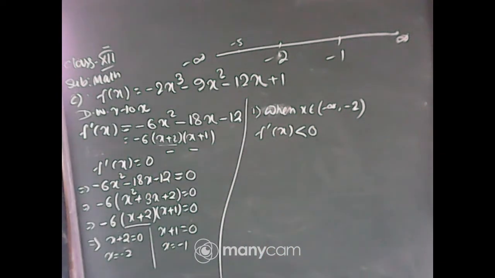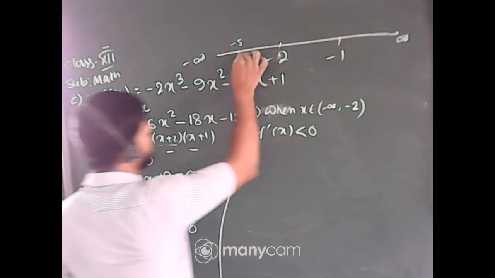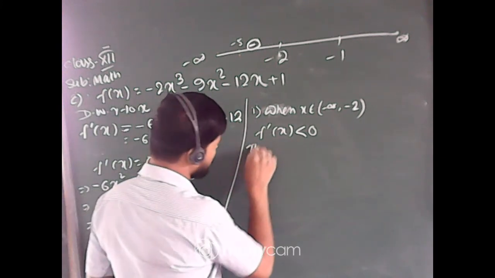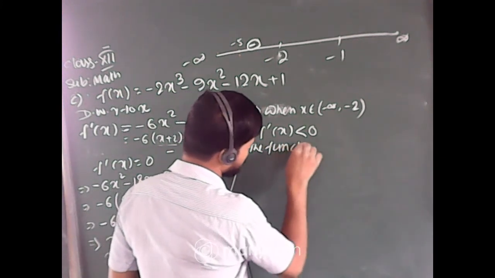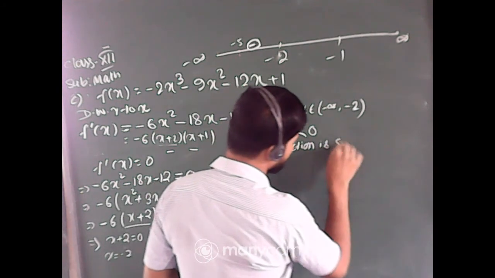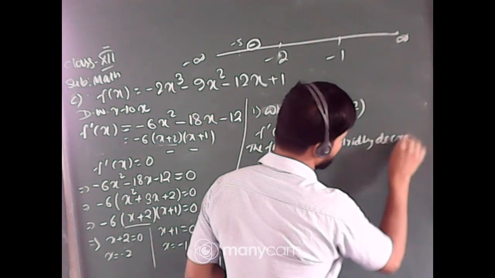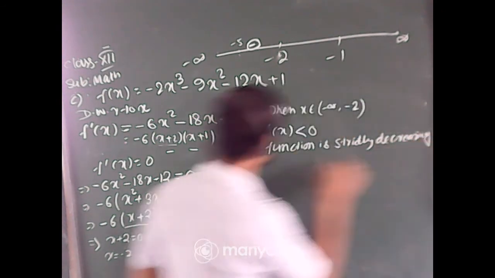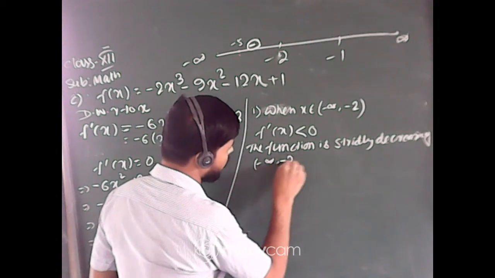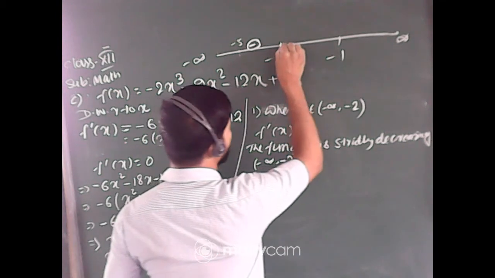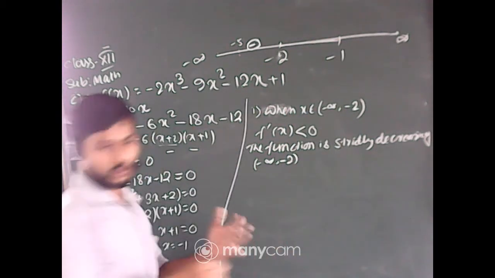So f dash x is less than 0, isn't it? f dash x is less than 0. Yes, very good. That means the function is strictly decreasing in this interval. The function is strictly decreasing in the interval minus infinity to minus 2. First part is completed. Now we'll check the nature of the function in minus 2 to minus 1.